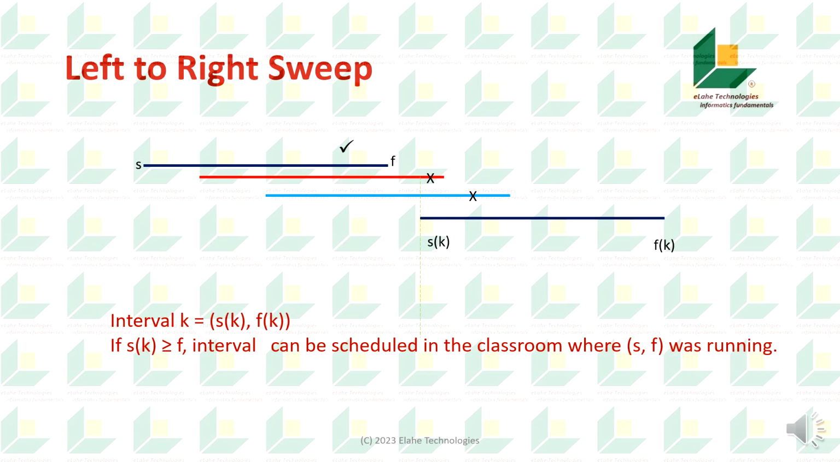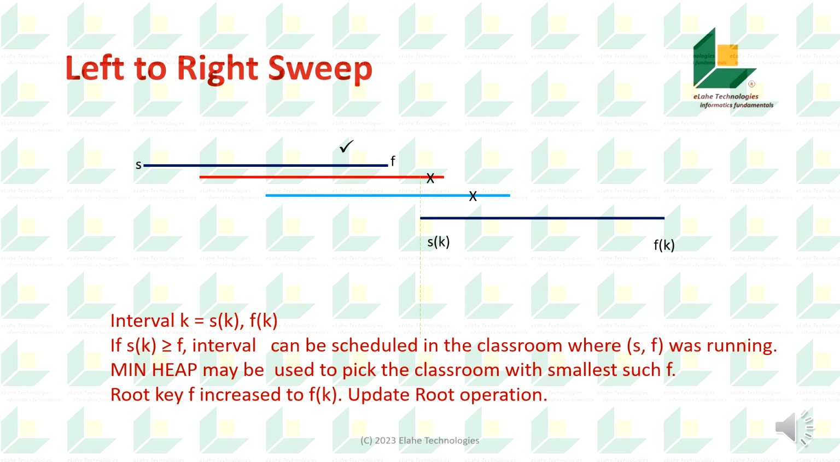Consider the kth class to be scheduled with start time s_k and finish time f_k. Consider the last class allocated to each classroom. Some of these classes are still running at time s_k, and these classrooms are not available. If the last class allocated to a classroom has finish time f where s_k is greater than or equal to f, the kth class may be scheduled there. The classrooms may be stored in a min heap with the finish times of last allocated jobs as the key.